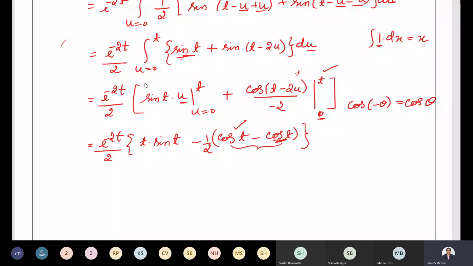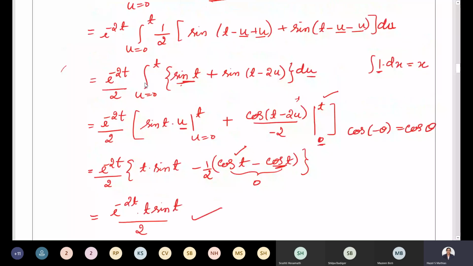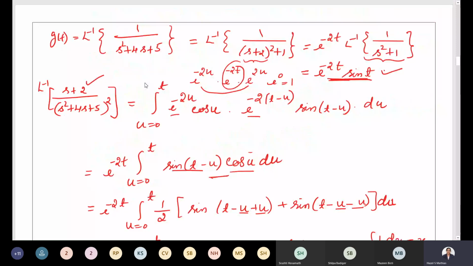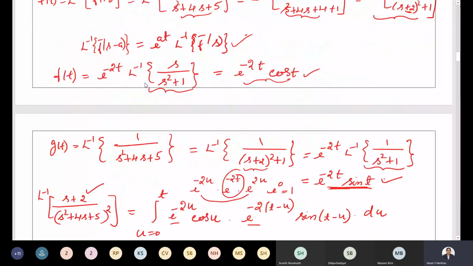Now this entire term will be 0. So what value do we get? The answer will be e power minus 2t into t sin t, divided by, this is the inverse Laplace transform of the function. What is the function? Here is the function: s plus 2 divided by s square plus 4s plus 5.